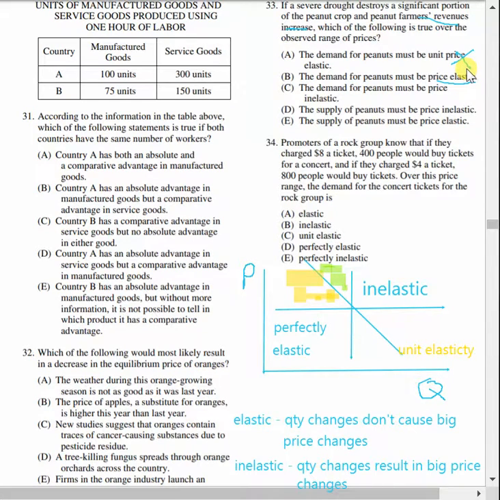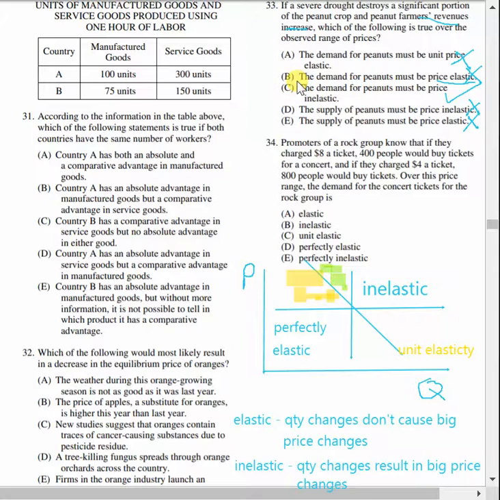Choice C, the demand for peanuts must be price inelastic. Well, that's exactly what we're looking for, that there was a change in the quantity, the price must have gone up enormously, so it was price inelastic, so that is a correct choice. And just to look at the other two, the supply of peanuts must be price inelastic. Well, we don't know anything about the elasticity of the supply, we just know that there was a drought and we produced less of it, so that's not really relevant. And here's the opposite, that the price must be elastic. Again, we don't know anything about the supply curve's elasticity other than the fact that there was a drought that destroyed the crops. So the correct choice for 33 is C.